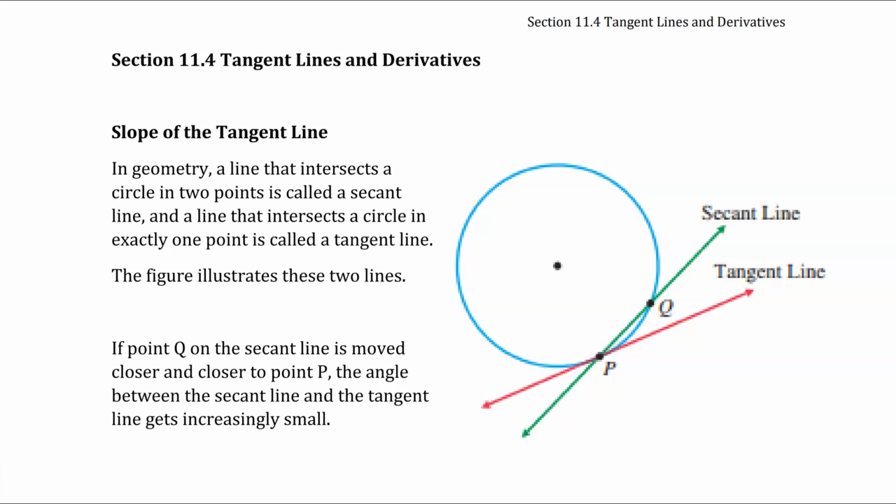And so, based on that illustration, we see that as we move Q really close to P, we can then use the slope of the secant line to approximate or to find the slope of the tangent line.